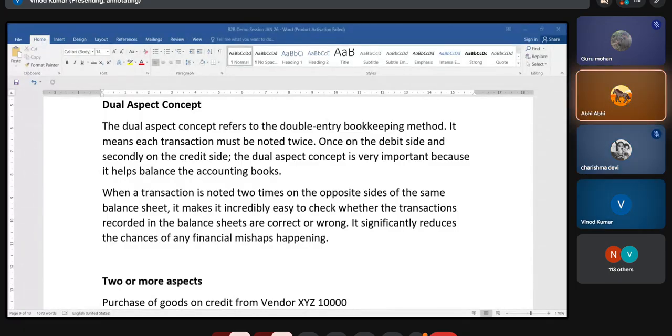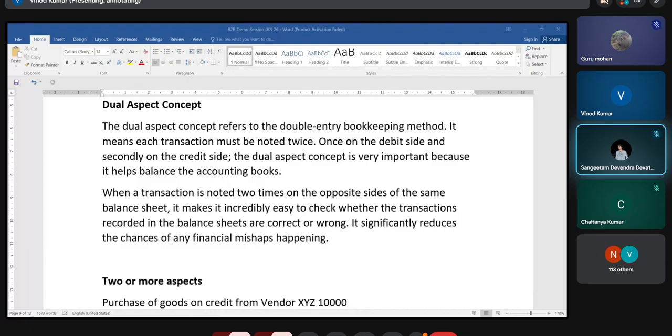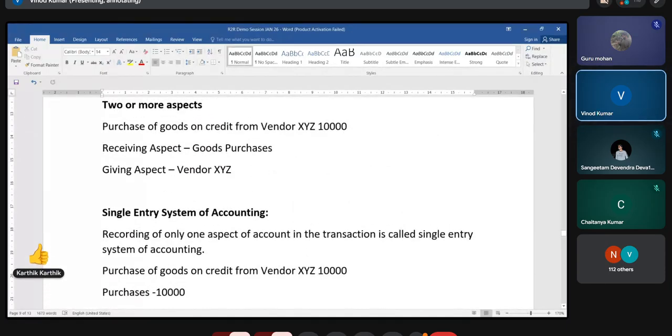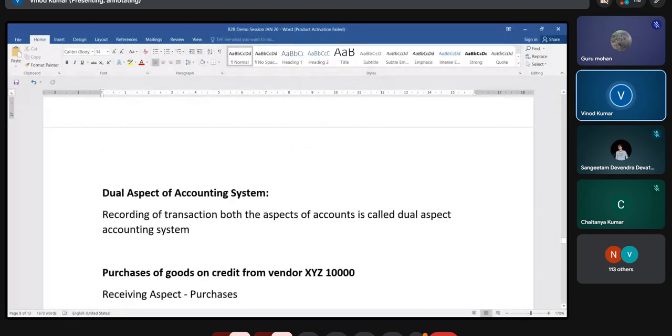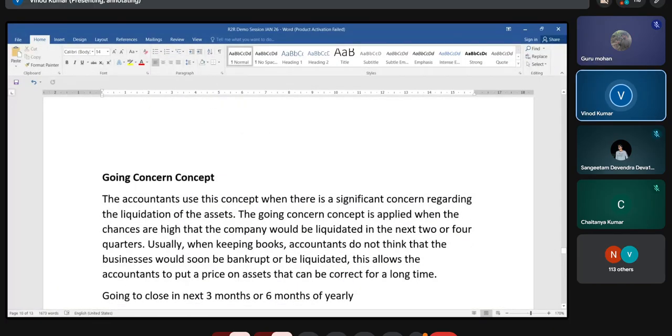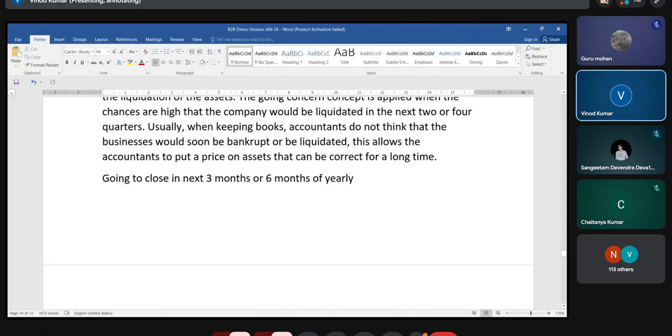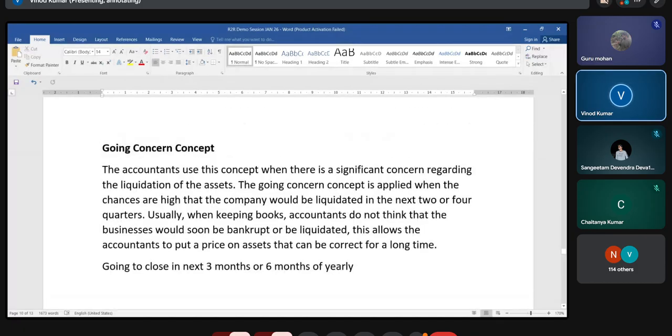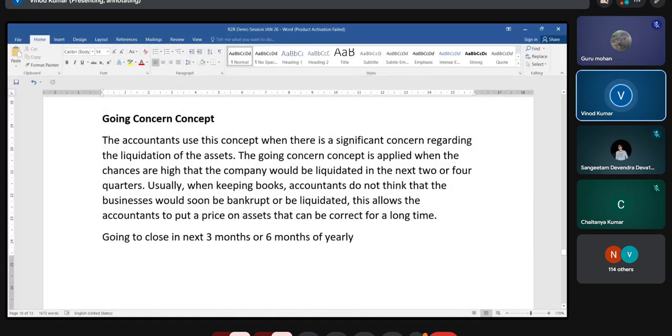Okay, let's move to the next concept, guys. The next concept is the going concern concept. The name itself is telling: the going concern concept says that the business should be run for a longer period.